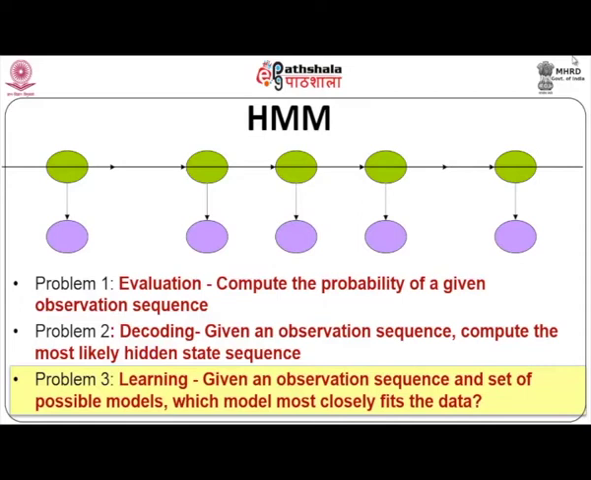Again, remember in the previous module we solved two problems. Evaluation: computing the probability of a given observation sequence, that is, what is the probability that the observation sequence can come in that way. Remember, it is a sequence problem. Second is decoding: given an observation sequence, finding the most likely hidden state sequence. Now we are going to problem 3, which is learning: given an observation sequence and a set of possible models, how do we select the best model that fits the data? That is the one we are going to tackle in this module.